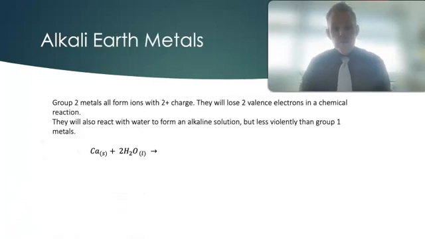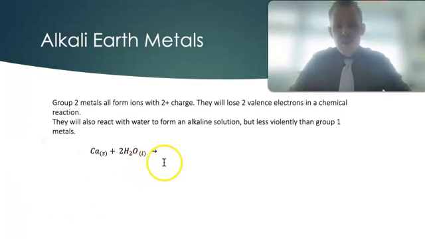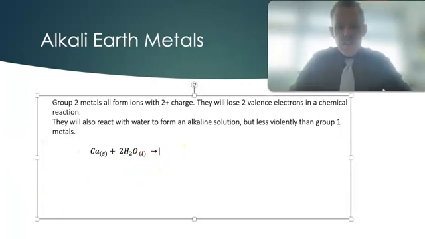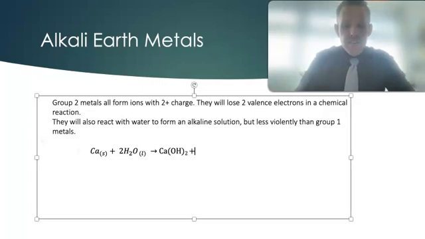Your alkali earth metals are group 2. They lose 2 valence electrons, so you form an ion with a charge of 2+. They'll also react with water, but not as violently, so you can actually find these to some extent in nature. So something like calcium hydroxide will get formed if we react calcium with water. So we'll get Ca(OH)2. And we also get that hydrogen gas being produced with it as well.